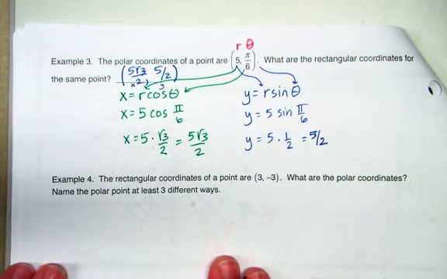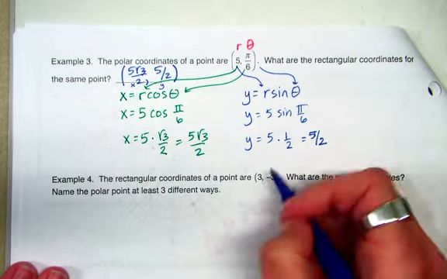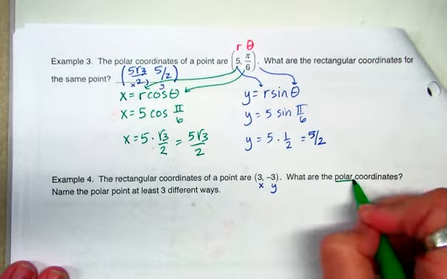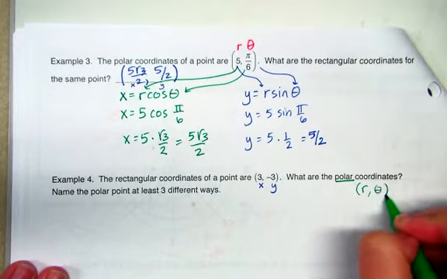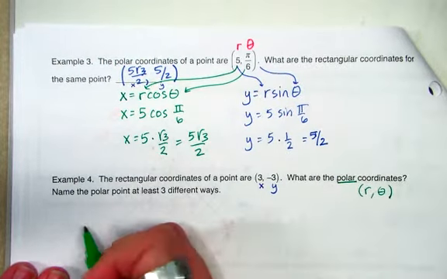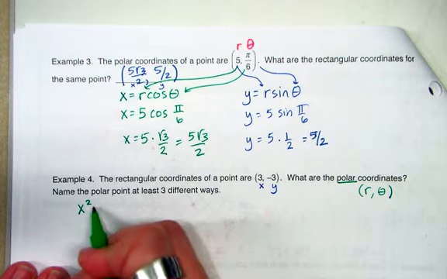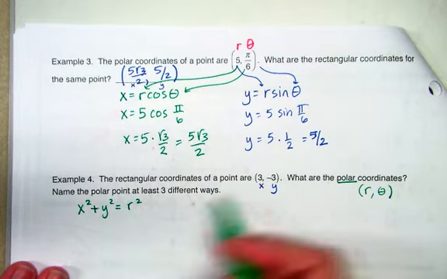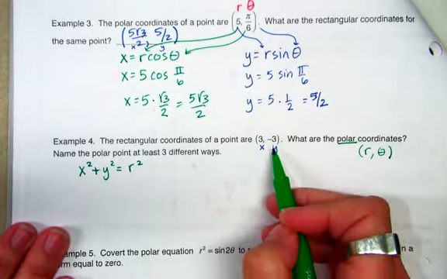Let's go back the other way. This one gives you the rectangular, the x and the y, and it wants me to go to polar, r and theta. So I'm going to use my other formulas. There's a couple ways to do this. The easiest way would be to start with x squared plus y squared equals r squared. Well, here's x and here's y. So let's just plug those in and see what we get.